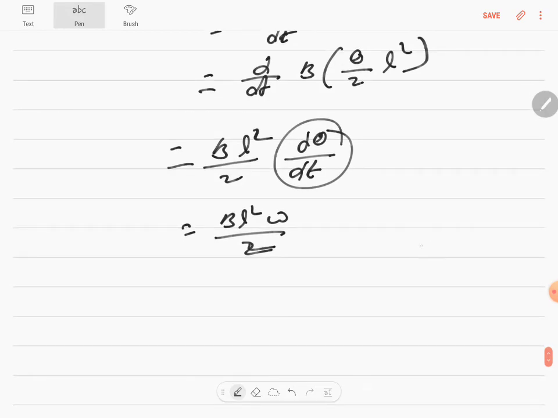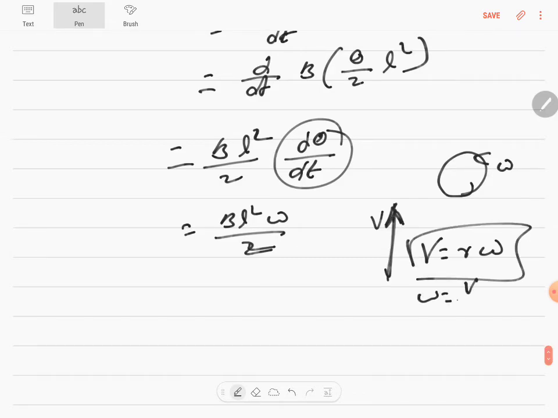I know that linear velocity is r times angular velocity. When you run straight, you can run faster than when you are going around. So the angular velocity here, linear velocity here, this is more. So V is equal to r omega. So omega is equal to V by r, which becomes V by L because it's the length of the rod. Substituting here, B L square by 2 into V by L. L and L get cancelled, half BLV.